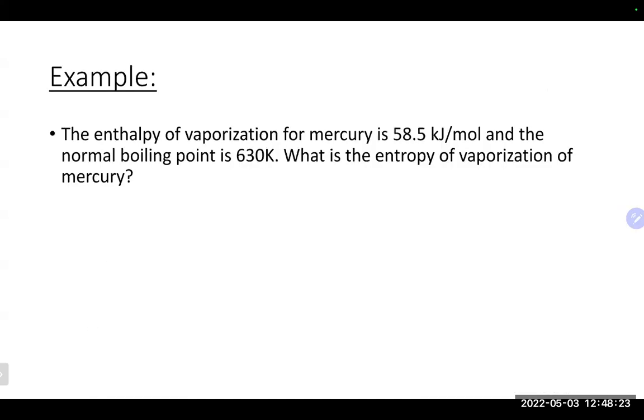The enthalpy of vaporization for mercury is 58.5. The normal boiling point is 630. What is the entropy of vaporization for mercury? The enthalpy of vaporization, which is the delta H of vaporization, specifically for mercury, is obviously a different number than the one for water. That is the normal boiling point.